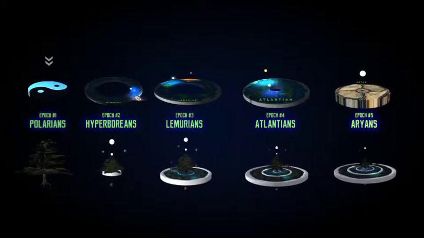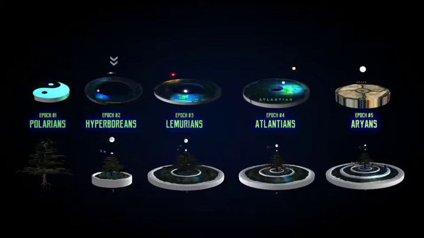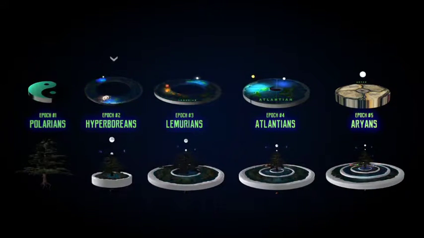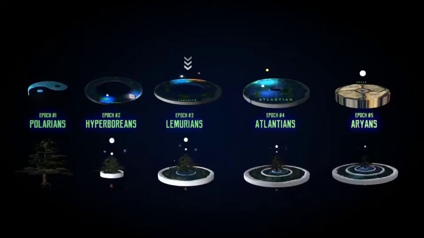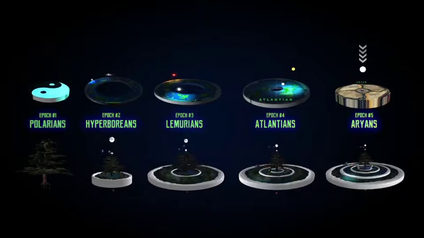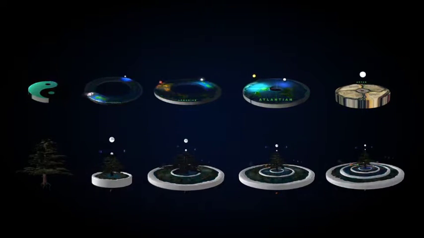In summary, we have 5 epochs so far. The Master Race, the Polarians. 24,000 years later, the Hyperborean realm was created. 24,000 years after that, the Lemurian realm was created. Then the Atlantean, then the Aryan. And according to many ancient scriptures, mythologies, and mystics, there are 2 more epochs to come, meaning 7 epochs, 7 earthly realms, and 7 root races.